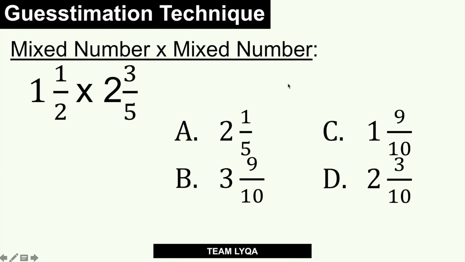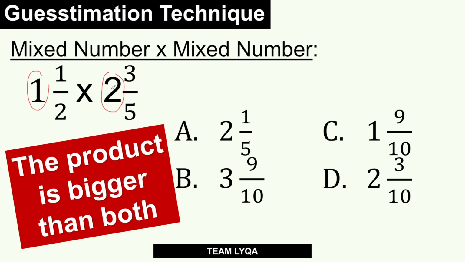Now, paano kung mixed number times mixed number? What you need to understand is, again, kung mixed number na pinag-uusapan, mahigit na siya sa 1 pareho. So, this time, okay, again, using common sense, 1 times 2 pa nga lang 2 na eh. 2 times 1 pa lang 2 na eh. So, the answer has to be bigger than both numbers. So, bigger than both, ang ginagawa ko na lang, kung ano mas malaki sa kanila, which is 2 and 3 over 5, ang hinahanap ko, the answer has to be greater than 2 and 3 over 5.